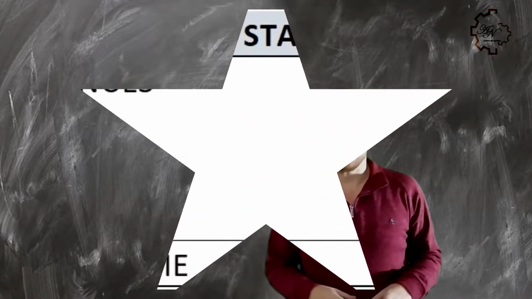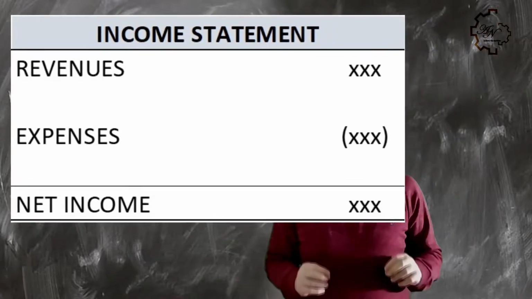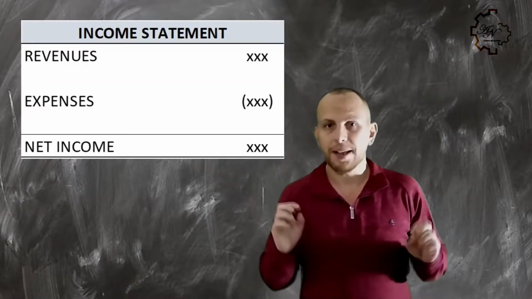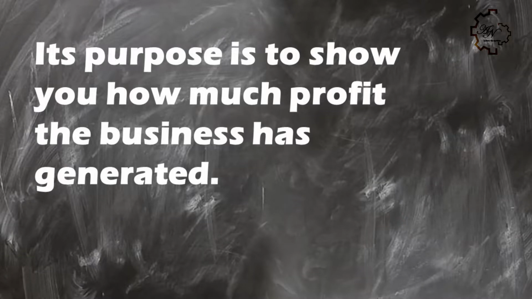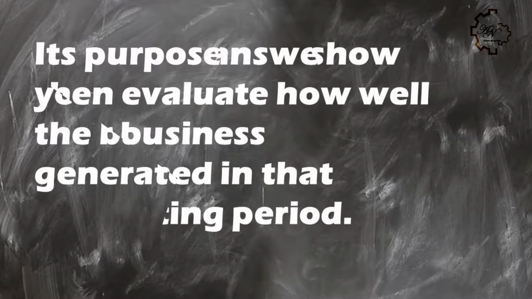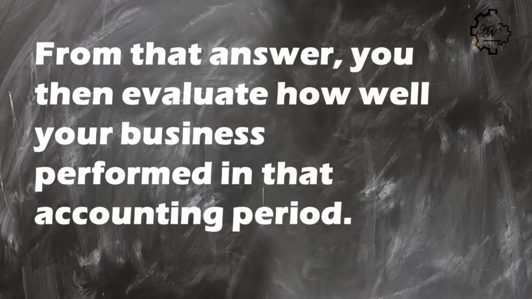First comes the income statement, which includes 2 accounts, revenue and expenses. Its purpose is to show how much profit the business has generated. From that answer, you then evaluate how well your business has performed in the accounting period.